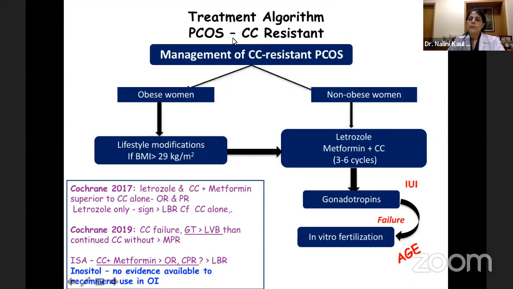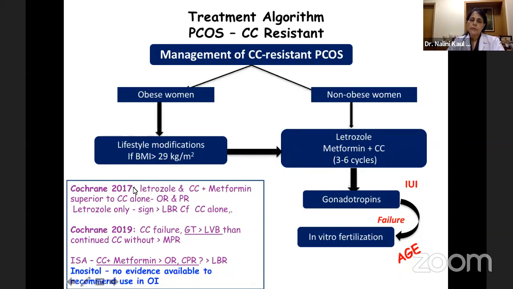When you look at PCOS which are CC resistant, then if they're obese, lifestyle modification; non-obese, letrozole, metformin plus clomiphene, then move on to gonadotrophins and IVF. Again, age is a very important factor that you must bear in mind.